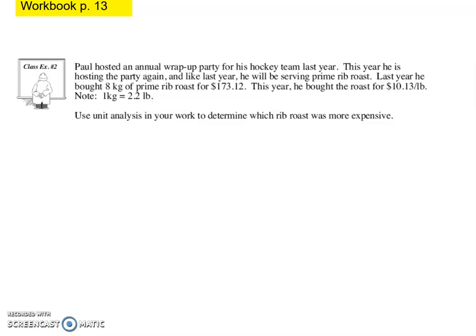Example number 2 on page 13. So we're still dealing with proportions, unit rates to solve questions, and this time we're actually going to be comparing as to which is more expensive.